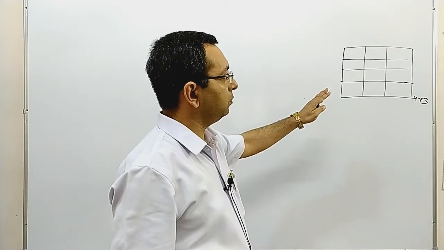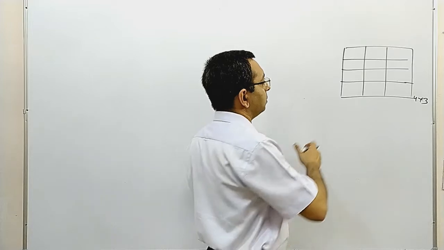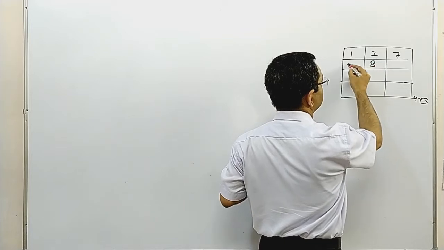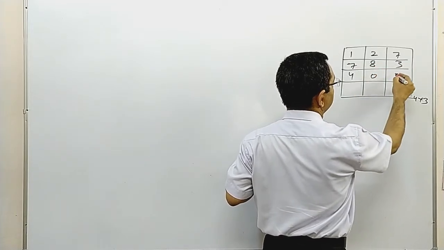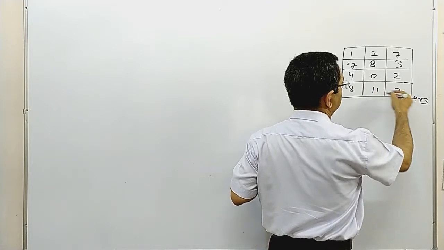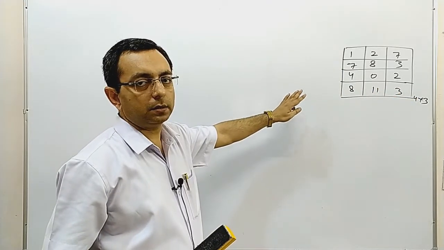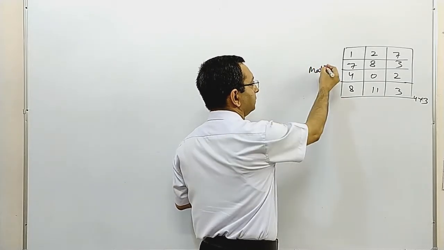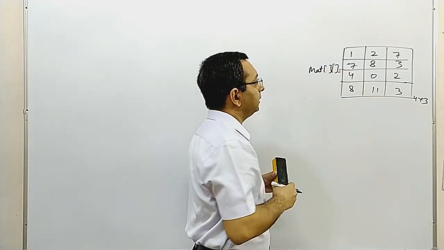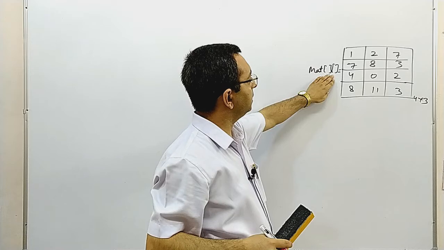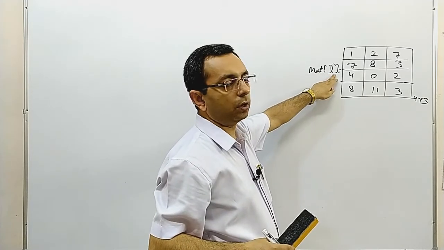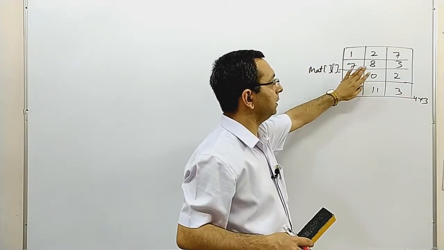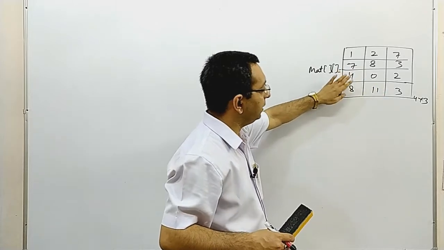And we are storing some values, and through a program we will of course store all the values like 1, 2, 7, 8, 7, 3, 4, 0, 2, 8, 11, 3. Suppose these elements have to be stored in this matrix, and the matrix name is mat. We have 2 braces here because one is for row and the other is for column. So this matrix mat has 4 rows and 3 columns with these values, and we have to make a program for this matrix.